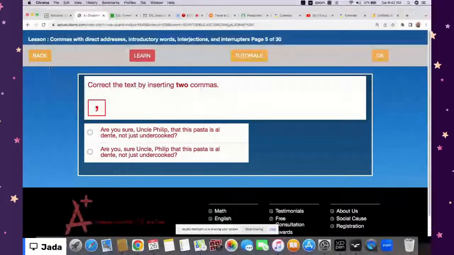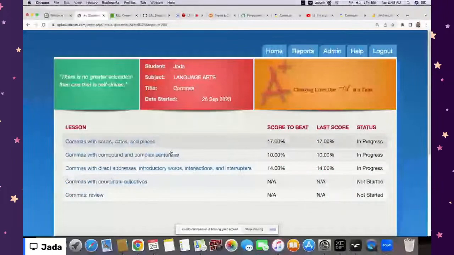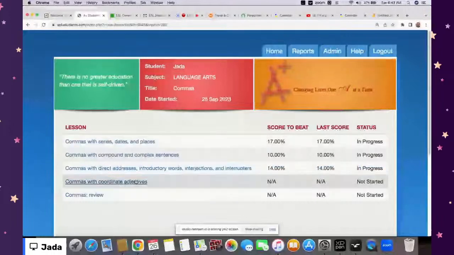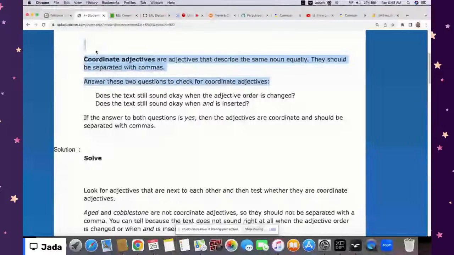So now the last one here is the review. The review you have to do on your own, because it's a review of everything you've done from the first, second, third, and fourth. We will just look at the first one before we end, and then you try to complete the review on your own. Okay. So now we have coordinate adjectives, which describe the same noun equally. They should be separated with commas.